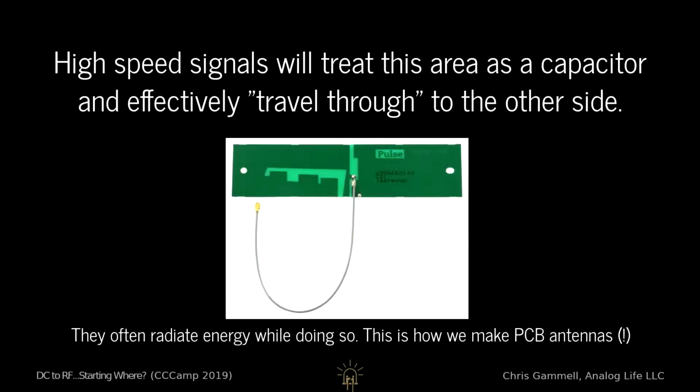At high speed, it will treat this as a capacitor and, quote unquote, travel through to the other side, but what it's really doing is radiating. What I'm showing here is an antenna that's actually made by cutting a slot in a plane, which is the same thing I was doing. So as you cut slots in planes to isolate things, you could also be creating radiation points. You might be failing EMC. You might be pushing some energy into the RF spectrum that you didn't think you were, and not necessarily the best idea.